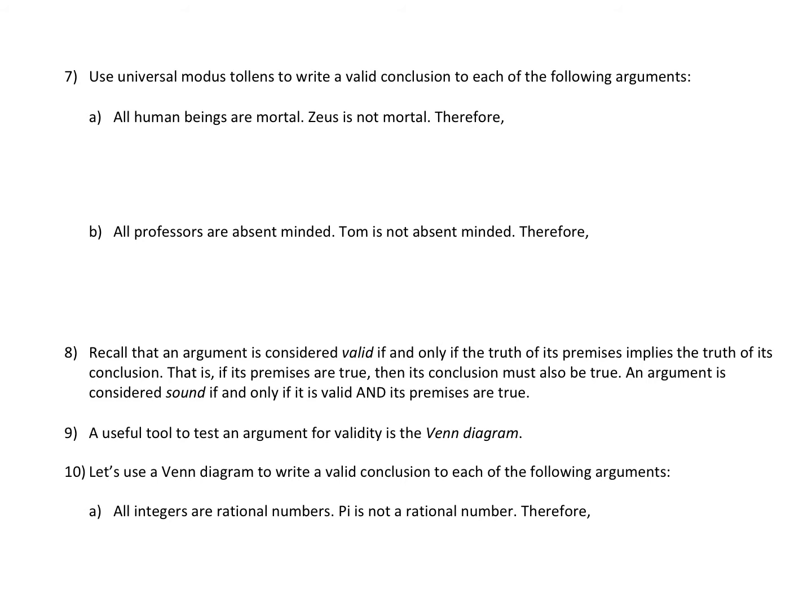Use universal modus tollens to write a valid conclusion to each of the following arguments. All human beings are mortal. Zeus is not mortal, that's the not Q, so therefore not P: Zeus is not human. All professors are absent-minded. Tom is not absent-minded, therefore Tom is not a professor.